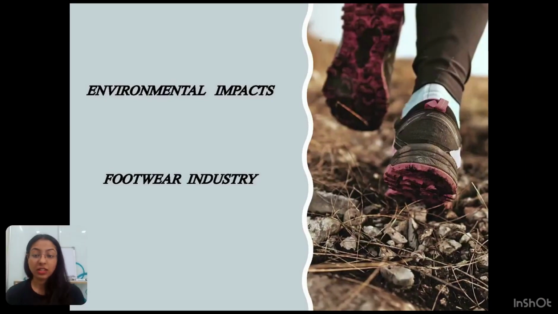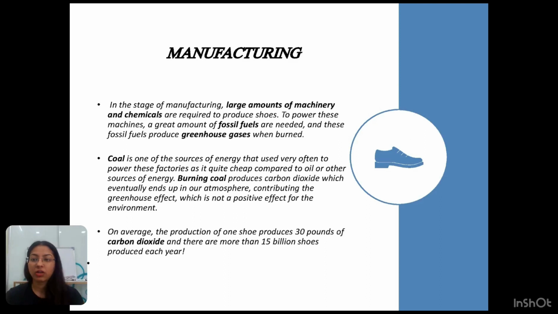Now we'll understand the whole concept of the scoring system using a relevant example, that of the footwear industry. So, we'll see the environmental impacts of the footwear industry. Number one, we'll see it in the manufacturing process. We'll cover the whole life cycle, the supply chain of the footwear industry. The manufacturing industry has a large amount of machinery, and chemicals are used to produce the shoes. So, it causes great harm to the environment. It produces greenhouse gases because of which the environmental effect is greater.